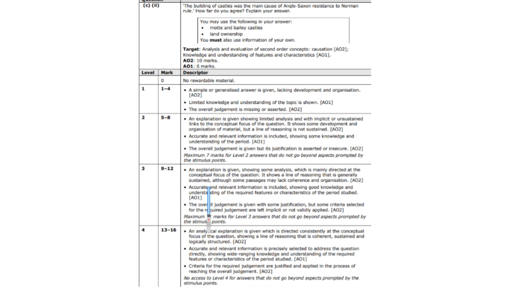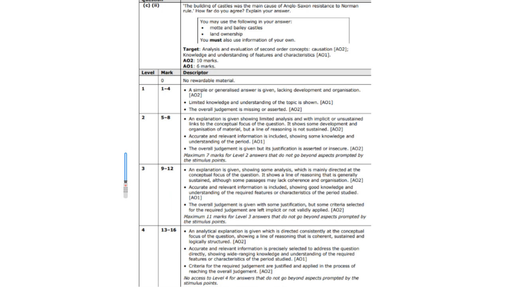And it is exactly the same in terms of your analysis, but also the evaluation has to come within your paragraphs and in your conclusion. So once again, point, evidence, explain, link.